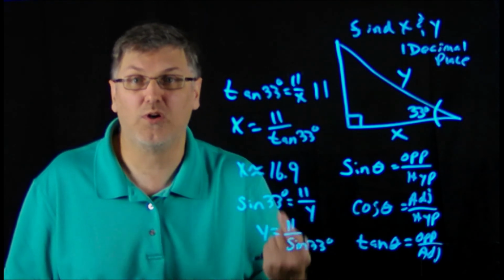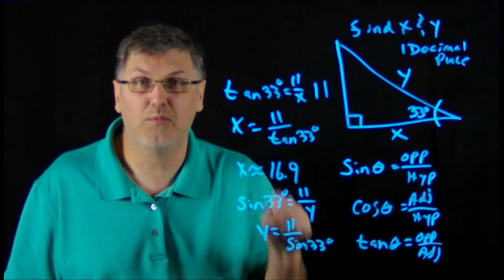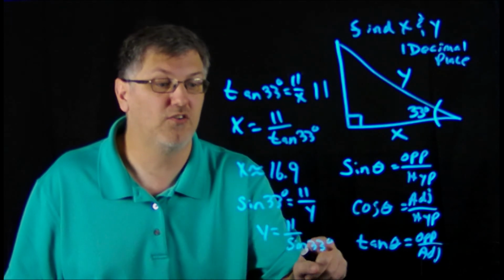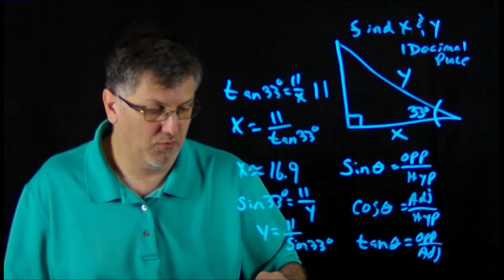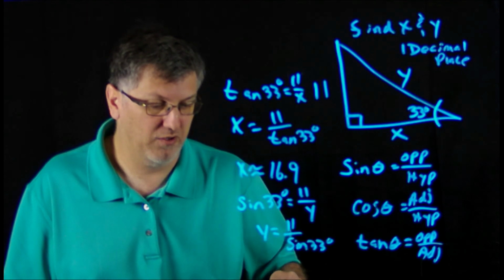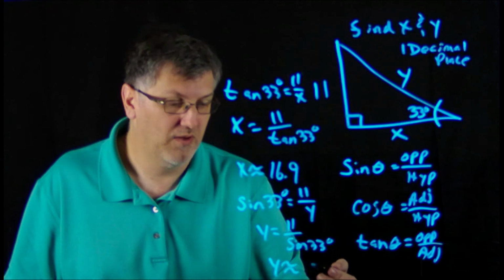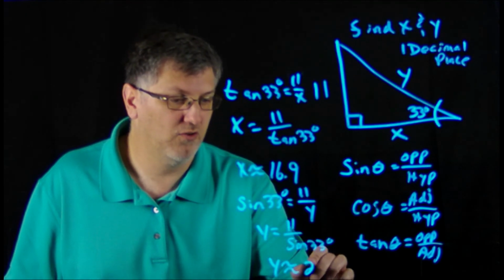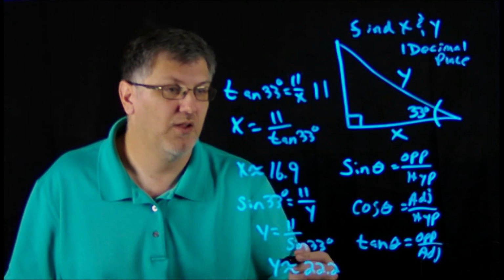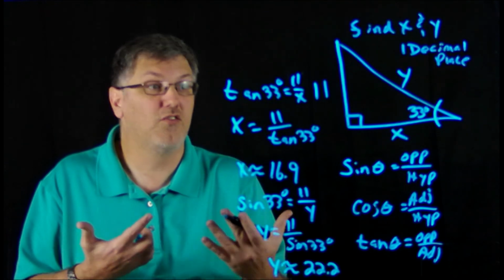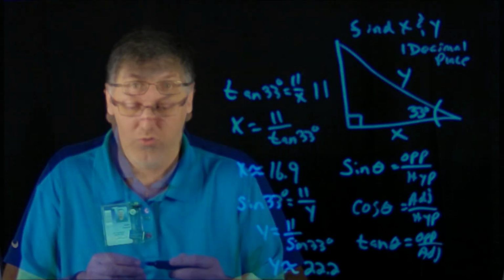Throw it in your calculator. Once again, make sure you are in degree mode or you will get the wrong answer, because this is 33 degrees. So we have 11 divided by sine of 33, and that's going to give me y is approximately 22.2 units. So this is a pretty basic problem for trig. We're going to do quite a bit.